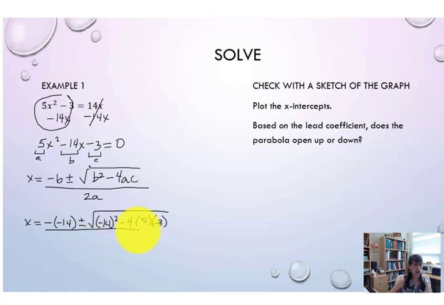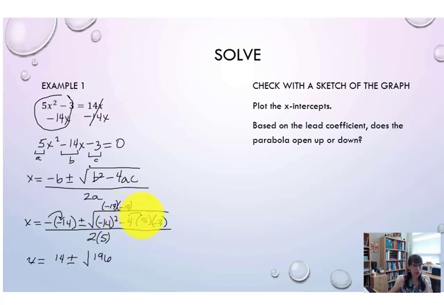Now all of these terms are divided by 2 times a. So 2 times 5. Our x value now is equal to negative times negative, which would be positive 14, plus or minus some amount under the radical. So I'm going to take this one term at a time. The quantity of negative 14 squared means we have negative 14 multiplied by another negative 14. So that's positive 196.